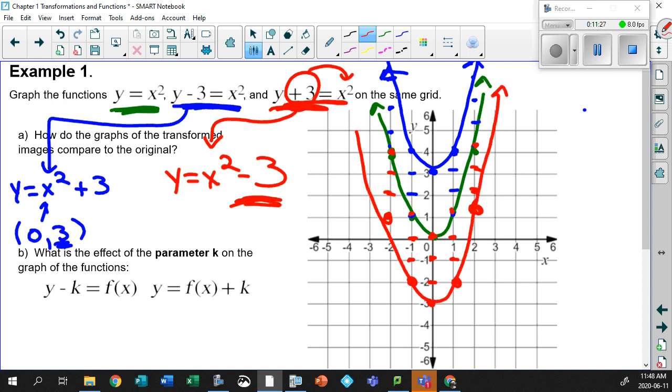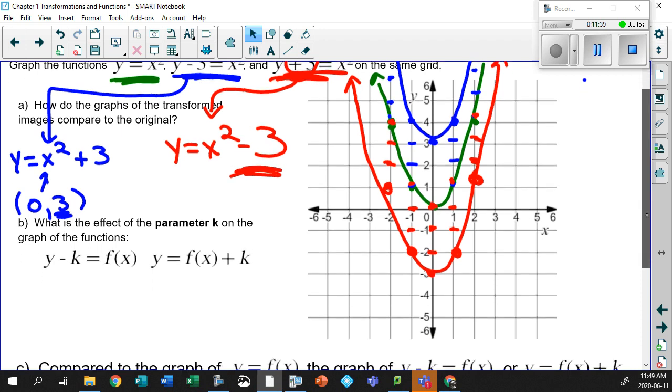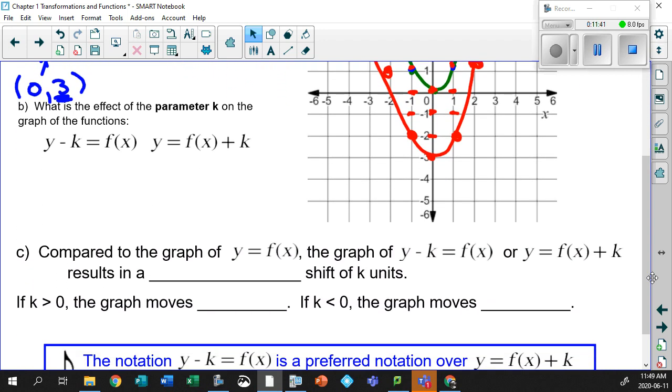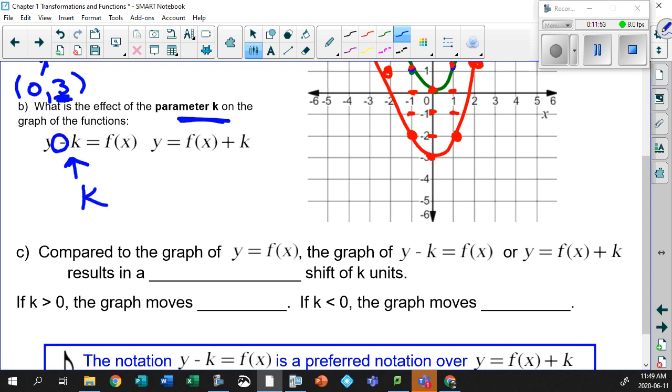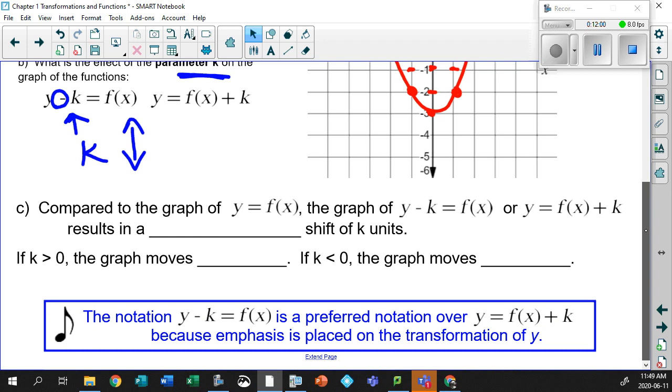that. And again, if you look at this particular graph, we have not changed the graph at all. It's not wider, it's not narrower, it's just moved. And that's the whole point behind this statement. It says, what is the effect of the parameter k on the graph of this function? If you look at k, don't look at the negative, just look at k. k is a movement up or down. Okay? All right. Now, let's fill in the blanks.